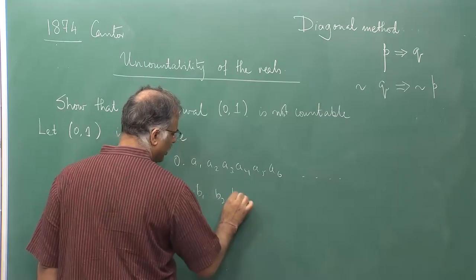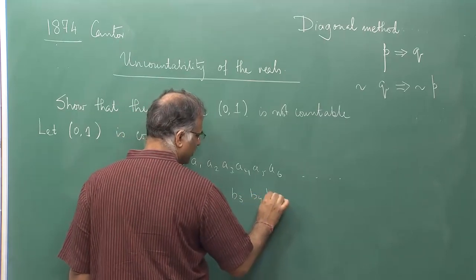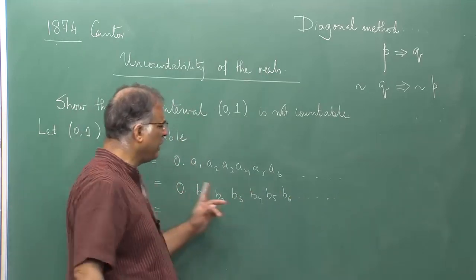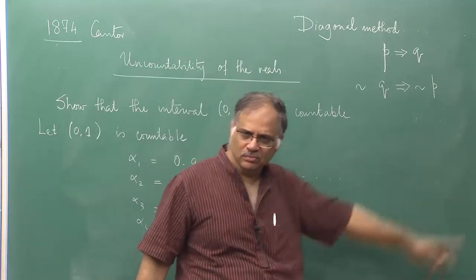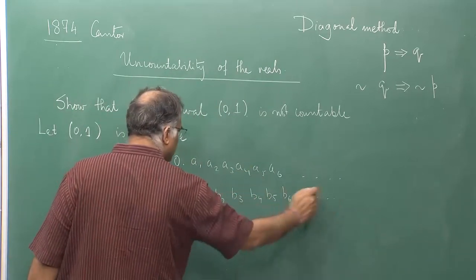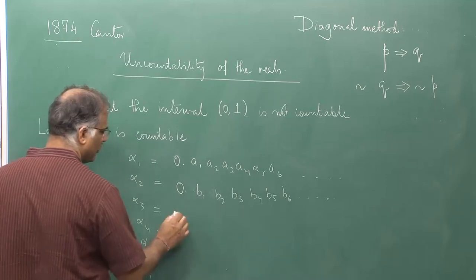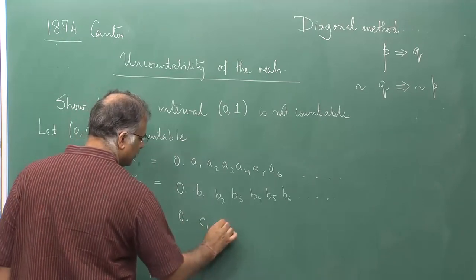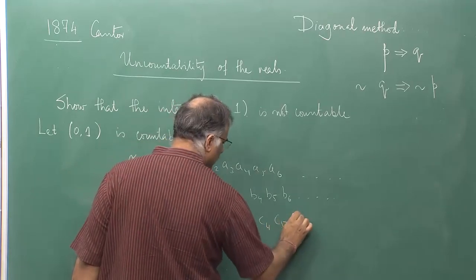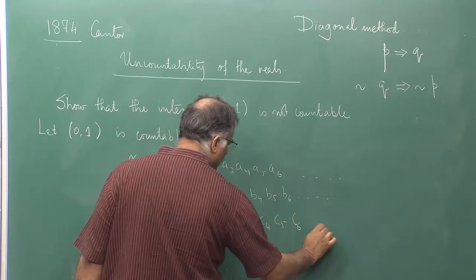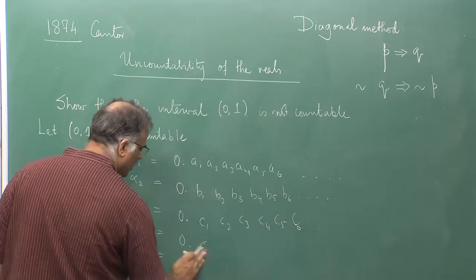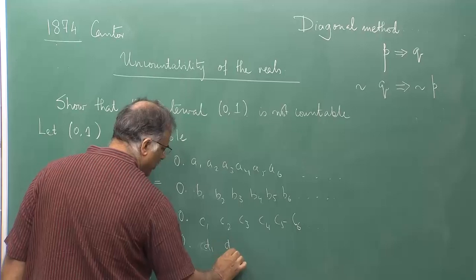B1, B2, B3. So for things which have terminated, we can write zeros in the places after it, suppose it's terminated at B4, then 0000. So I'm going to B2.